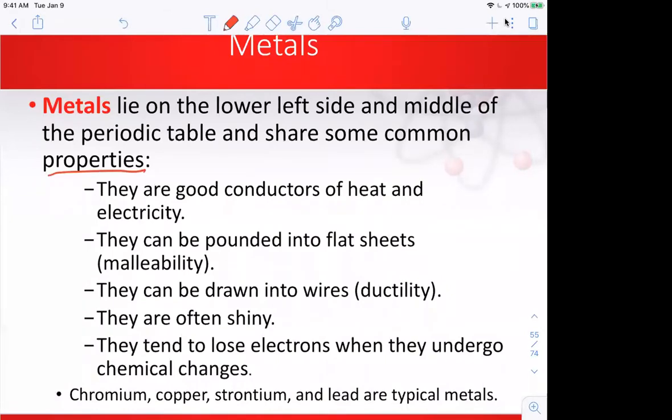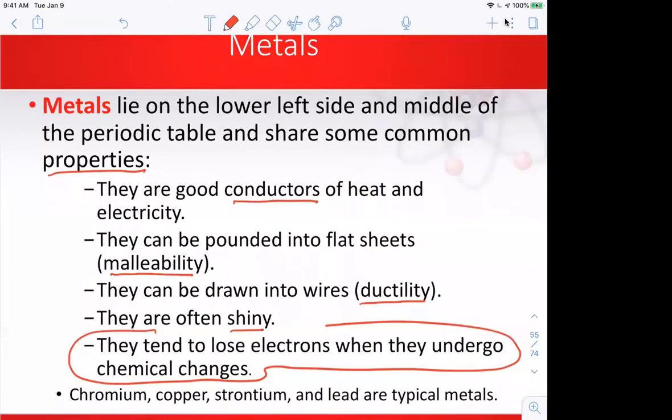You need to know these properties. Metals are good conductors of heat and electricity. They're malleable, which means they can be pounded into flat sheets. They're ductile, which means they can be drawn into wires. They're often shiny. Here's the big one: they tend to lose electrons when they undergo chemical changes.